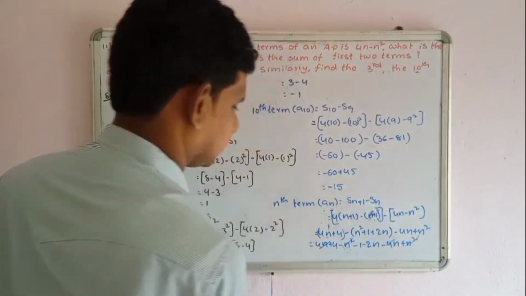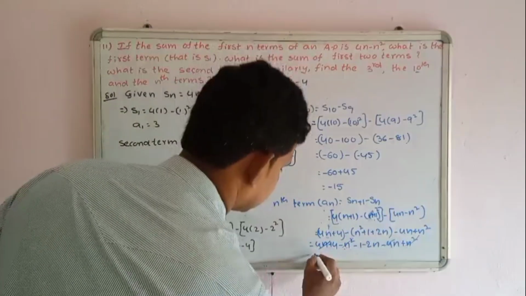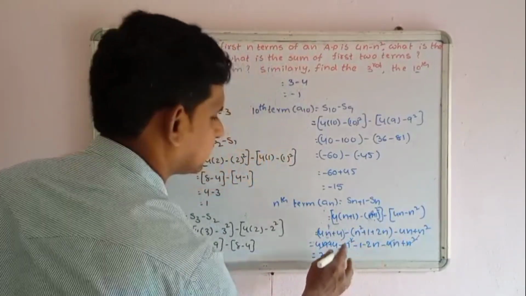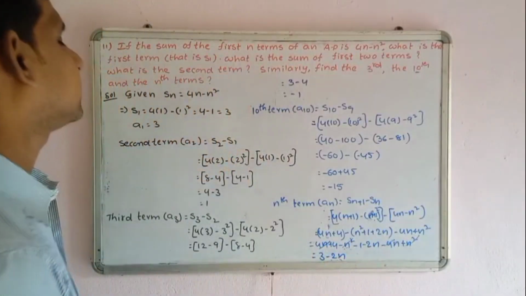4n minus 4n cancel. Still 4 minus 1 is 3, minus 2n. So 3 minus 2n is the nth term of the given sequence.